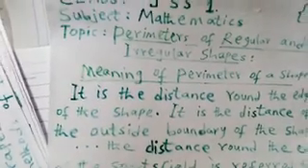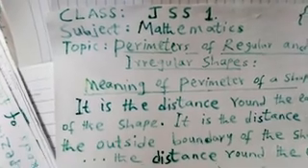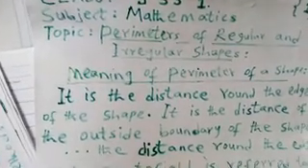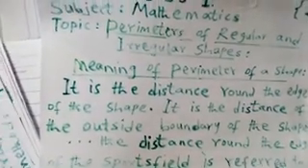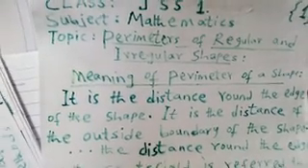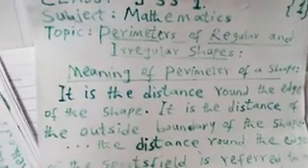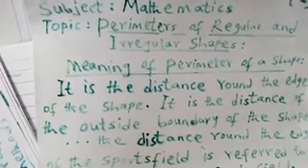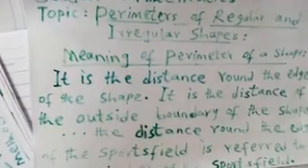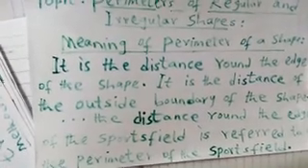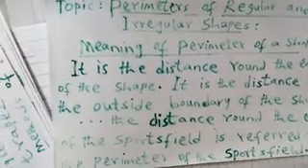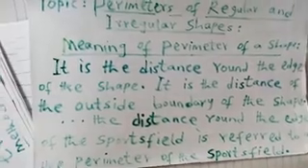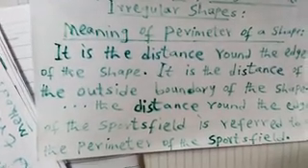So our first topic for week 1 was perimeter of regular and irregular shapes. The meaning of perimeter of a shape is the distance around the edge of the shape. It is the distance of the outside boundary of the shape. Okay? The distance around the edge of the sports field, in case you want to measure a sports field, is referred to as the perimeter of the sports field. We are being asked to measure the perimeter of a sports field. Okay?